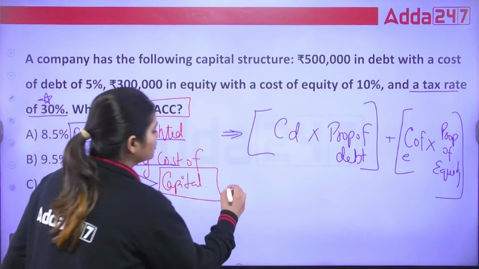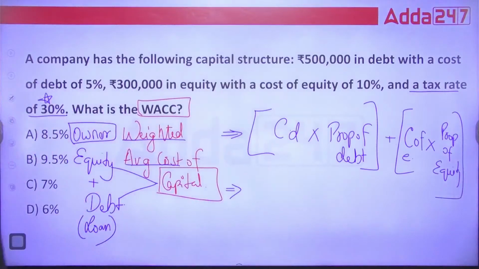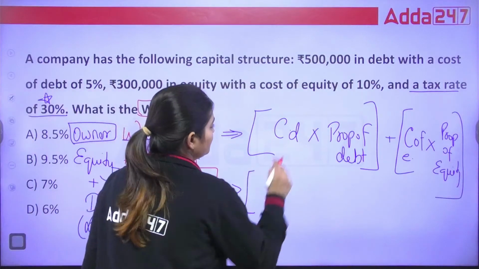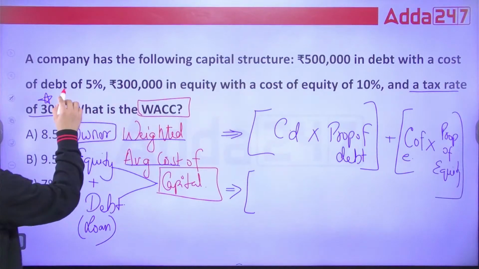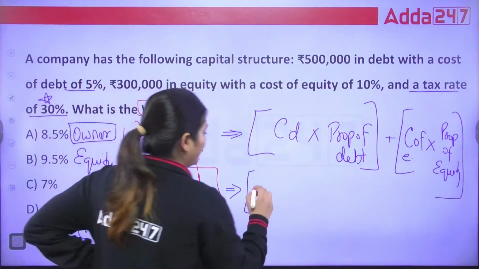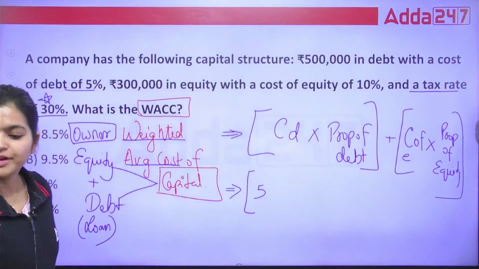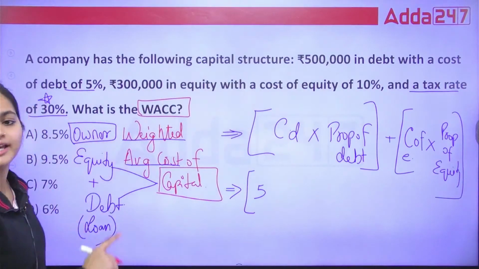Chaliye, so let's solve this together. How to solve these types of questions? In this, what is your cost of debt? Can you identify it? That is your 5%, right? We are going to adjust the tax rate in this 5%.